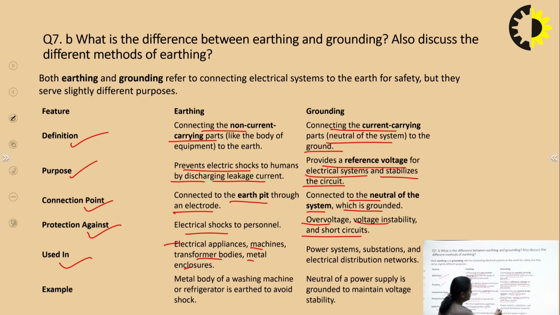They are used in power systems, substations and electrical distribution networks. Then for example, the metal body of a washing machine or refrigerator is earthed to avoid shock. Here the neutral of the power supply is grounded to maintain voltage stability, right? So these are the differences between earthing and grounding.